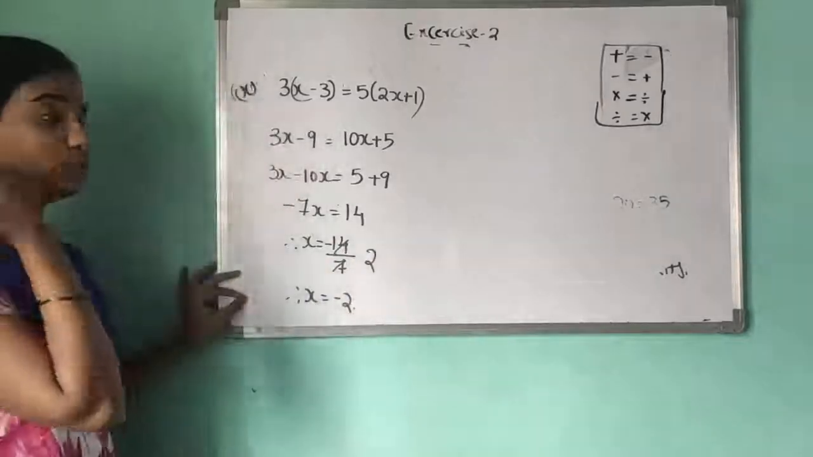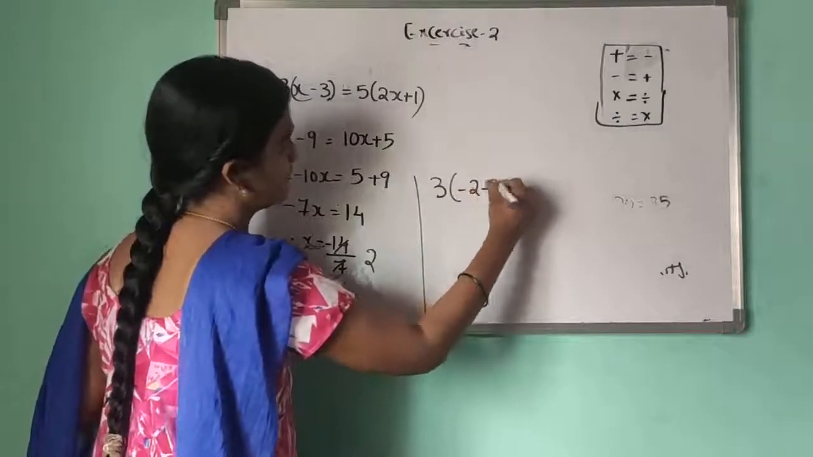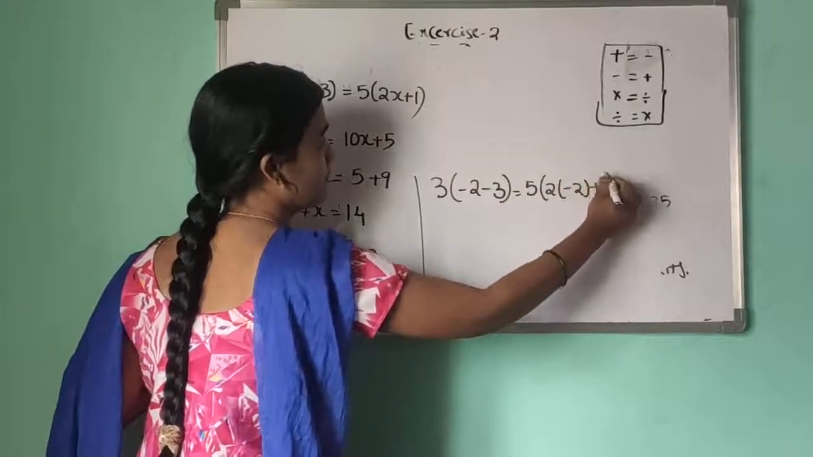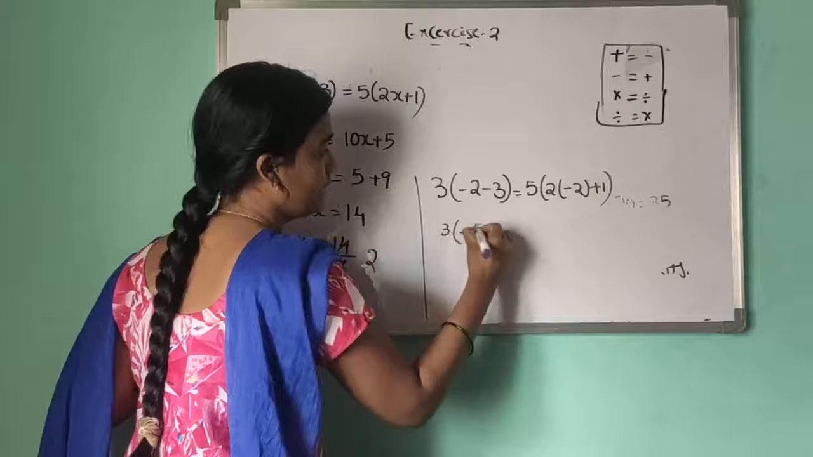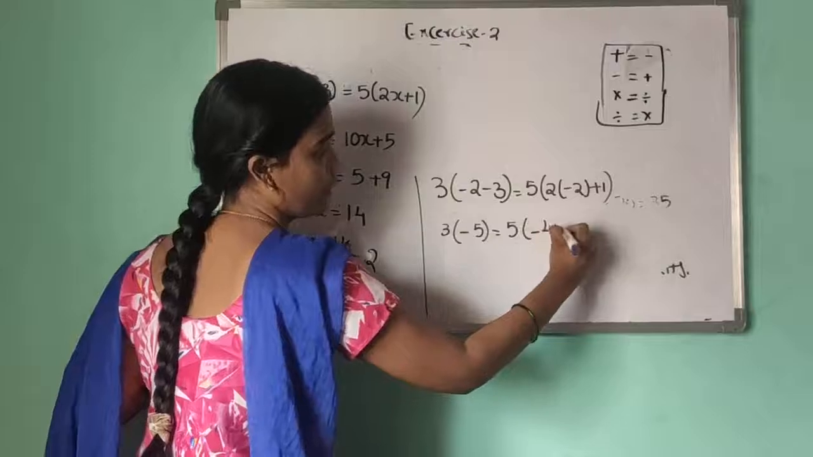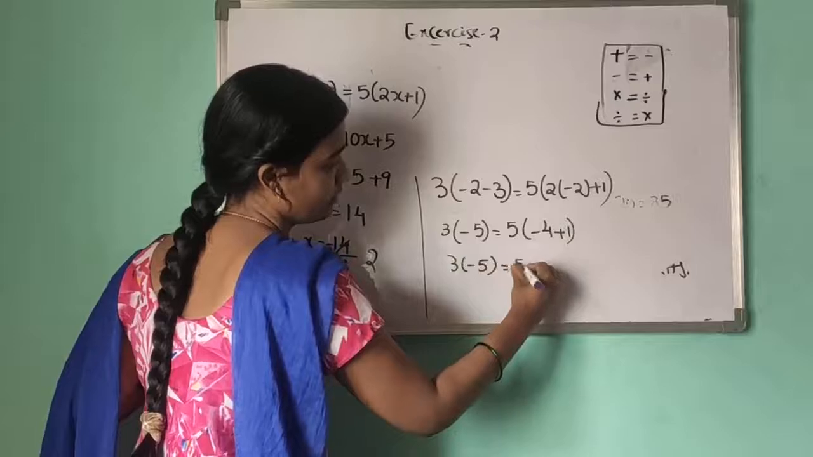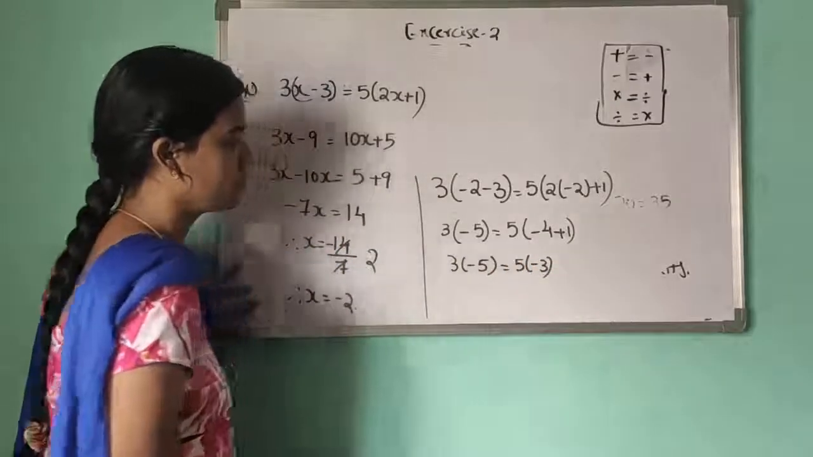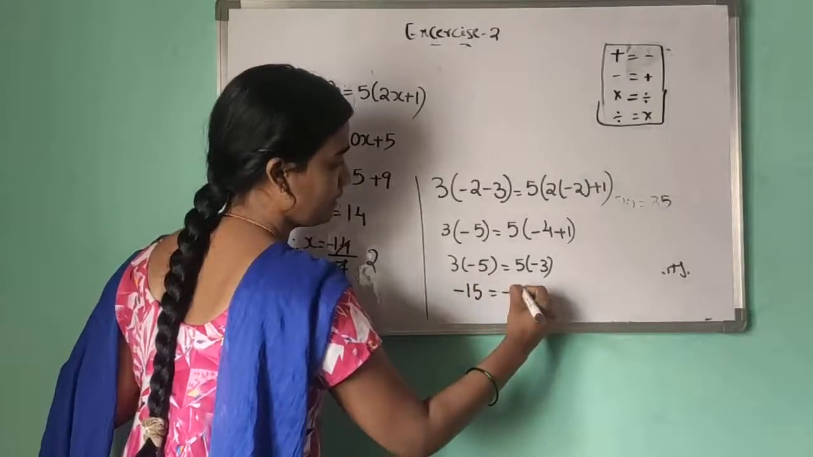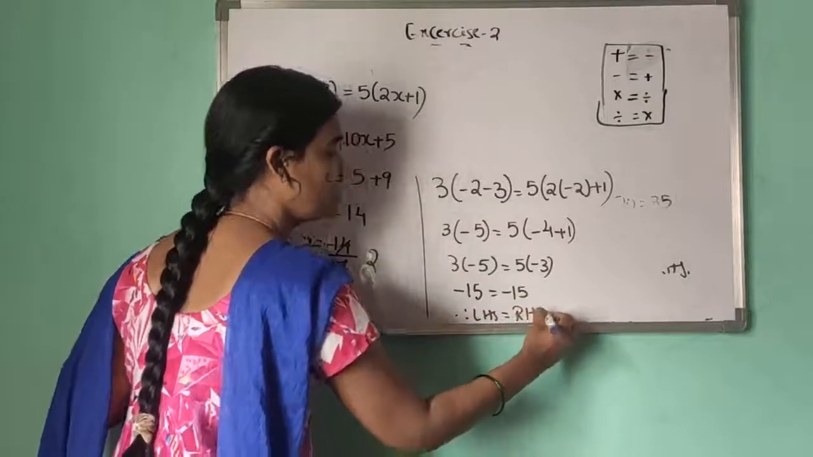We have to substitute the x value into the given equation. So 3 into minus 2 minus 3 is equal to 5 into 2 into minus 2 plus 1, right? 3 into minus 5, 5 into 2 2s are minus 4 plus 1, right? 3 into minus 5, 5 into minus 3. So 3 5s are 15, minus 15, 5 3s are minus 15, right? So therefore the LHS equal to RHS.